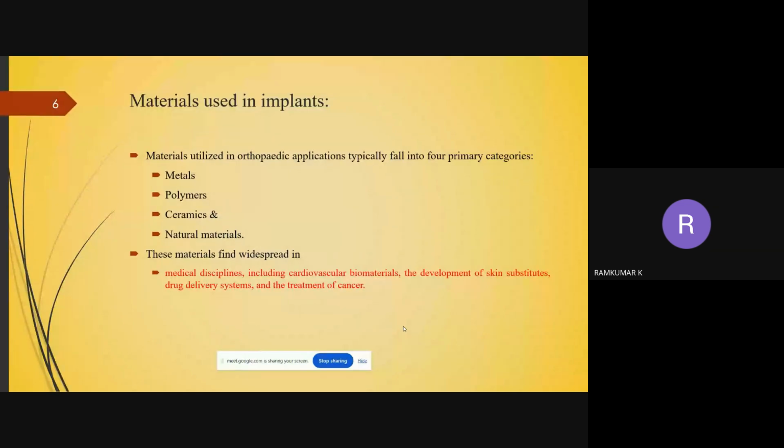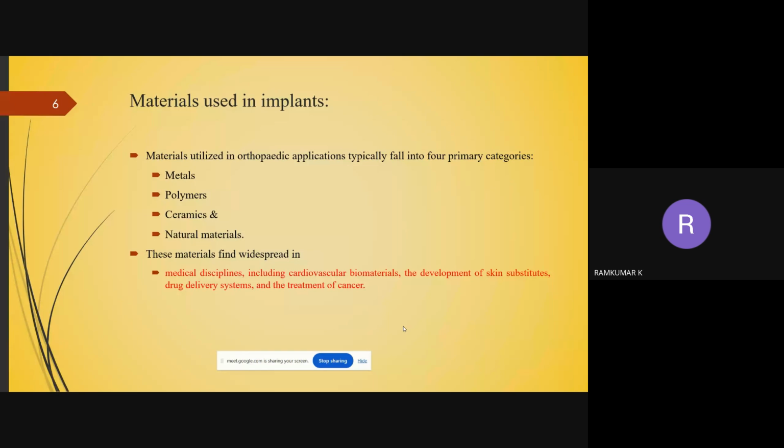In metals, there are titanium, stainless steel, cobalt chromium alloys, and tantalum. These all come under metals. These are used in implants when there is high mechanical stress, like joint replacement, where bone plates, screws, and rods are needed. Metals can withstand more loads, and titanium has excellent biocompatibility and resistance to corrosion.